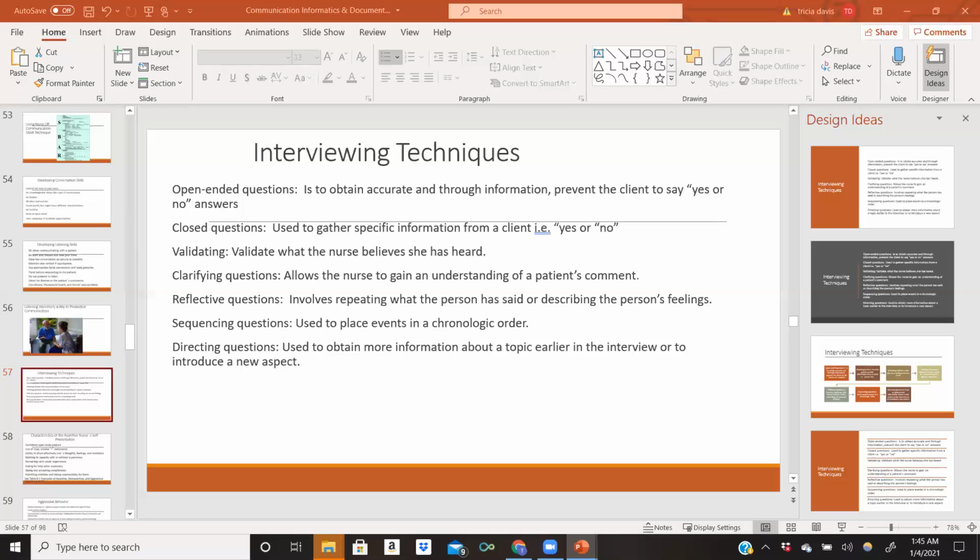Then you have the reflective question, which involves repeating what the person has said and describing the person's feelings. It encourages the patients to elaborate on their own thoughts and their feelings. So I go back to the example of the patient who was scared because she didn't want to have the hip surgery because she was scared she was going to die and she was really missing her family.